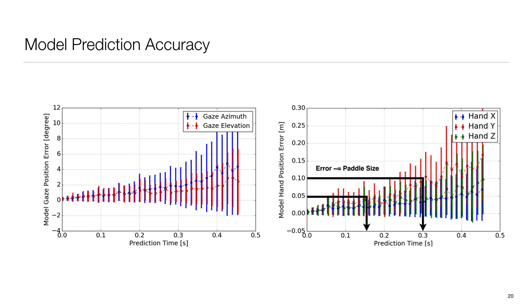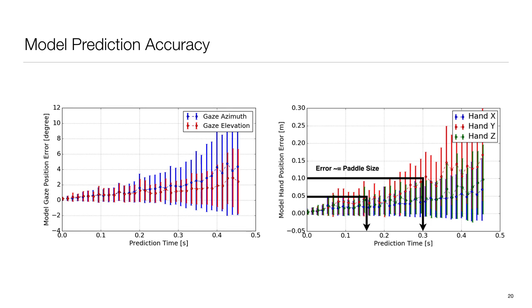In terms of model accuracy for predicting in time, these two figures can give us an idea. For example, if we show the gaze positioning error of the model and also hand positioning error of the model in time, and time being how much in the future the model was able to predict, we can see that up to something around 300 milliseconds we can consider it as a tolerable low prediction error.